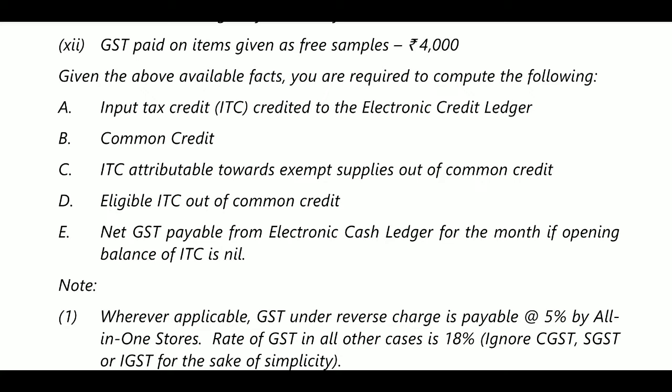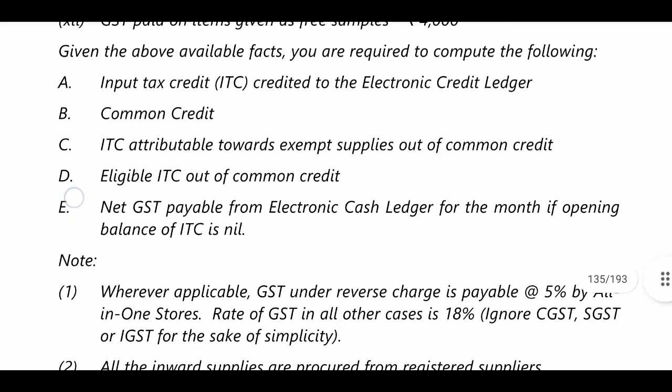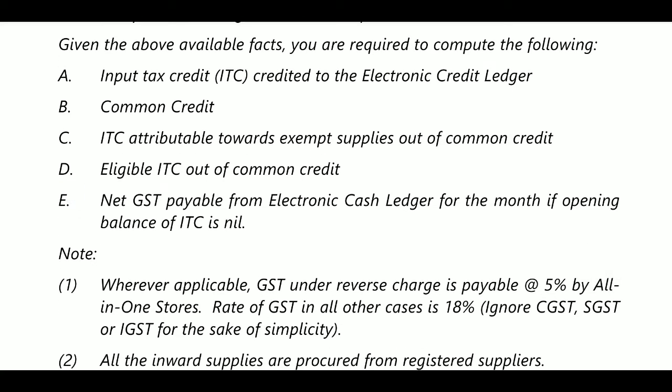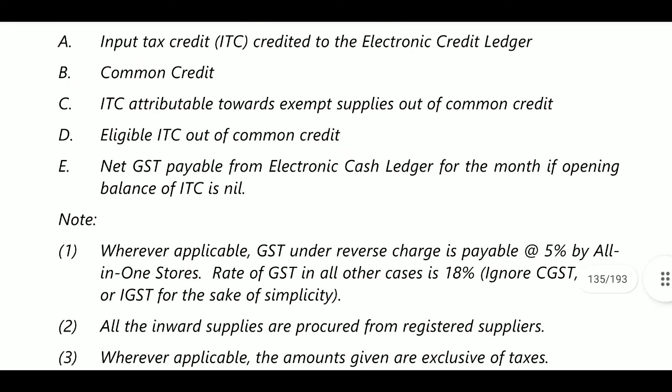From total credit we will deduct the credits related to that. Next, ITC attributable to exempted turnover will be calculated. That is, total common credit into total exempted turnover divided by total turnover. We will get the ITC attributable to exempted turnover.